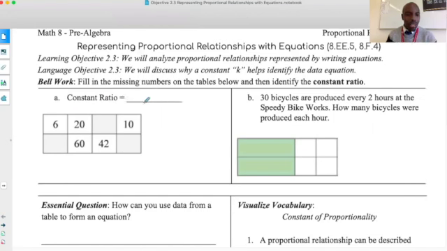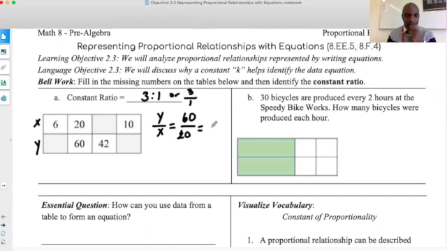The first thing you want to do is identify the constant ratio. As a refresher, remember the way we find the constant ratio is we do y divided by x. In this case, let me just put the x and y values here. We are going to do 60 divided by 20, and we identify the constant ratio here is 3 to 1, or 3 over 1.